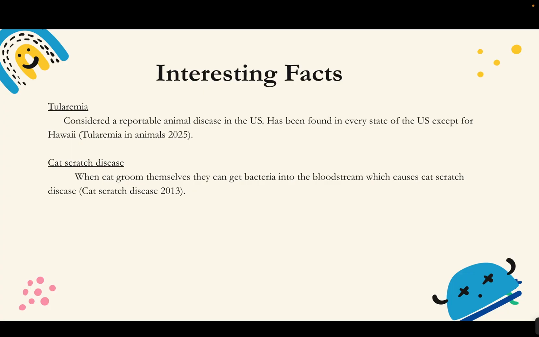An interesting fact about tularemia: it is considered a reportable animal disease in the U.S. and has been found in every state except for Hawaii. Cat scratch disease: when a cat grooms itself, bacteria can get into its bloodstream, which can cause cat scratch disease.